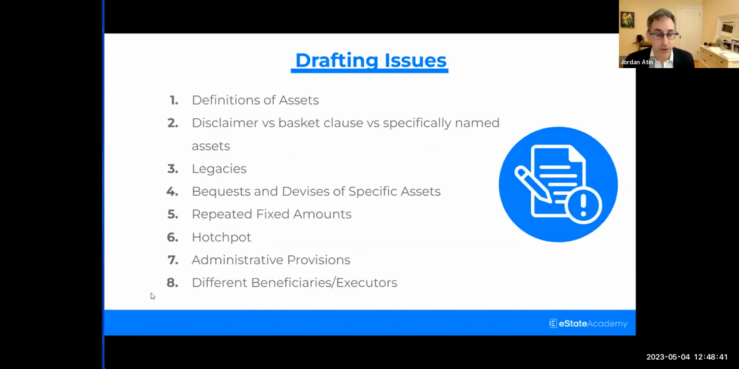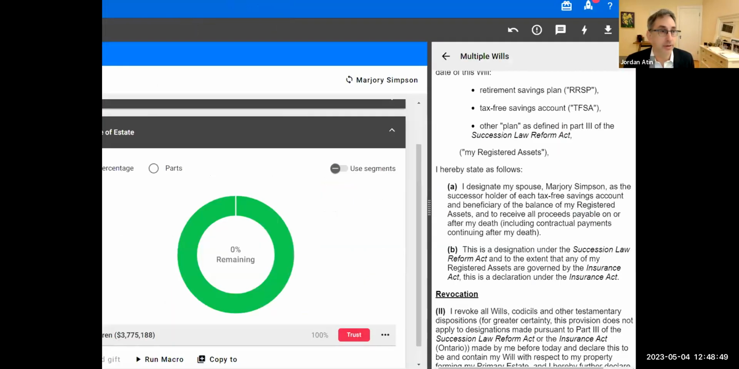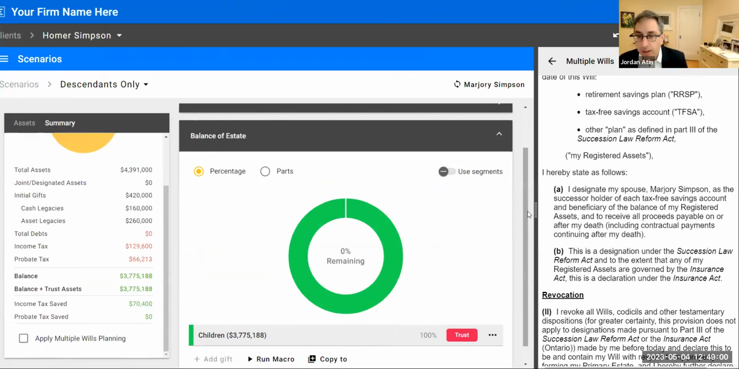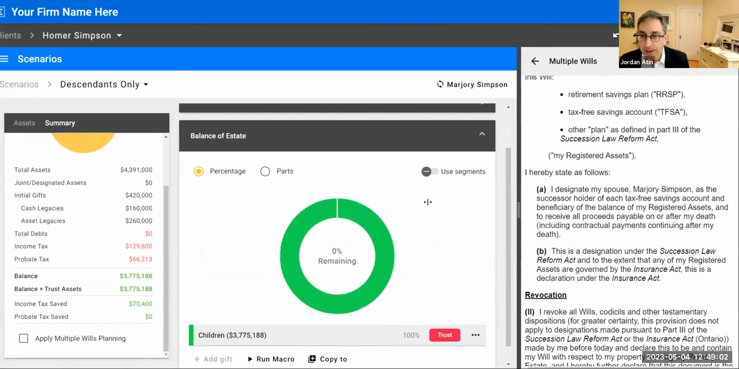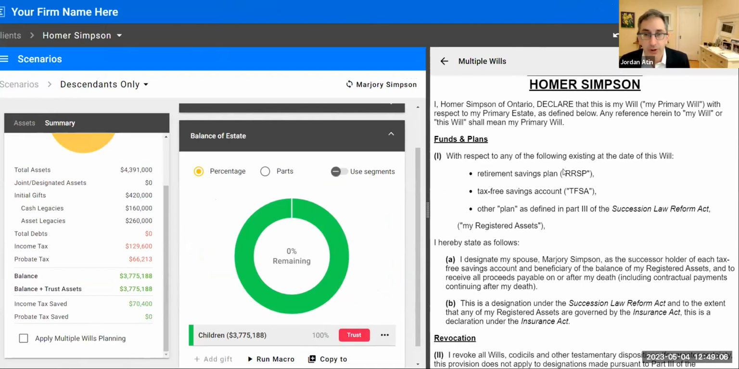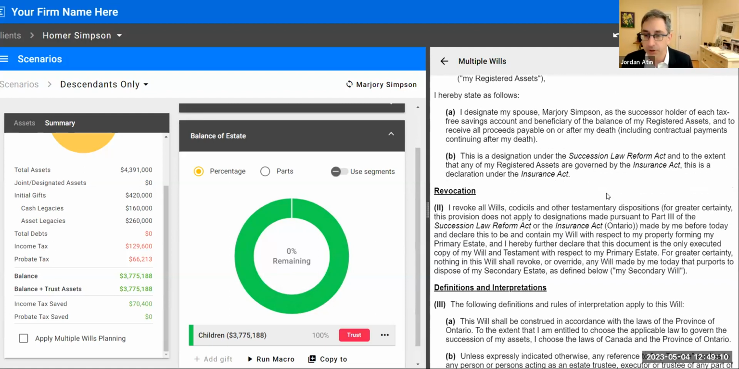So maybe we'll turn to some of the drafting issues, and I'm just going to actually open up eState for a second, because I want to demonstrate the wording that we would suggest. Any of our users know about our live viewer now. And so we're doing a will for Homer, multiple wills for Homer and Marge Simpson.